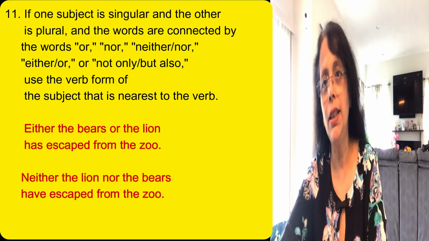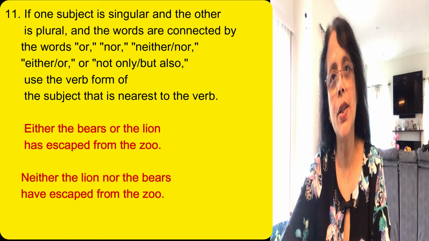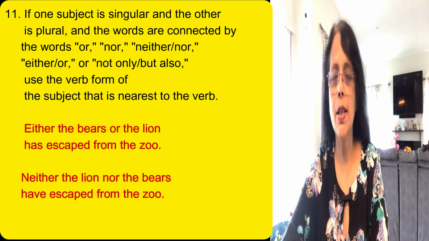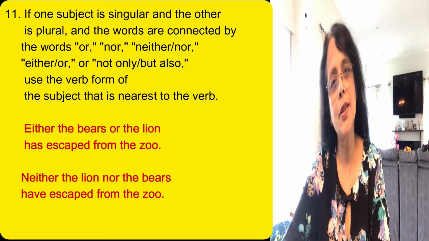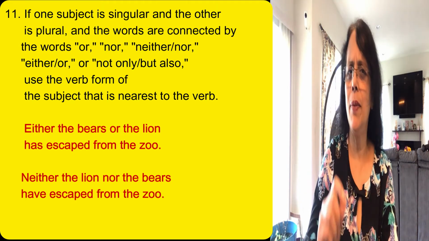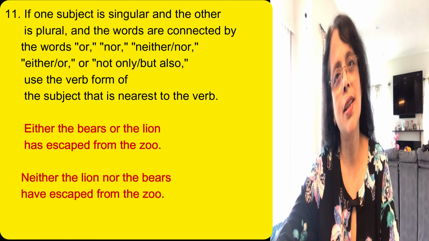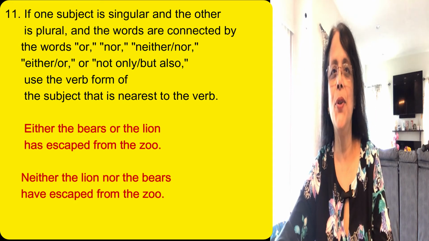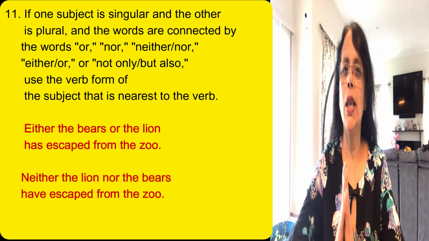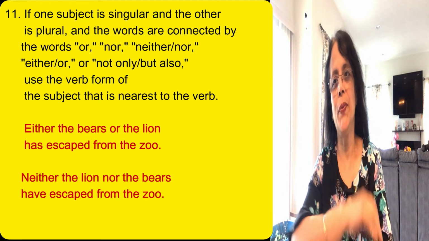Now look at the next sentence. Neither the lion nor the bears have escaped the zoo. Here we are using the plural verb because the subject nearest to the verb is plural, bears. It might be a little complicated, but when you read it again and again and practice it, it will become easy for you and you will be using it correctly without any effort. So just follow the video and practice too.